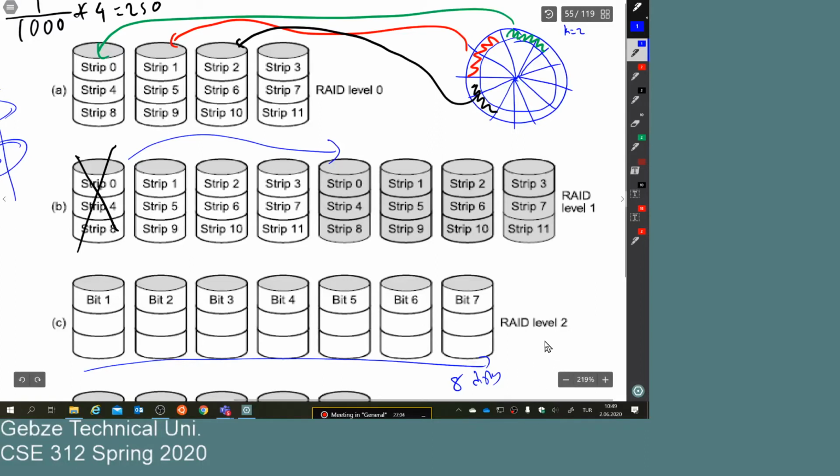Okay, so this much I already talked about yesterday. Actually, I can start talking from this point. So the problem with level 0 is this strip structure.